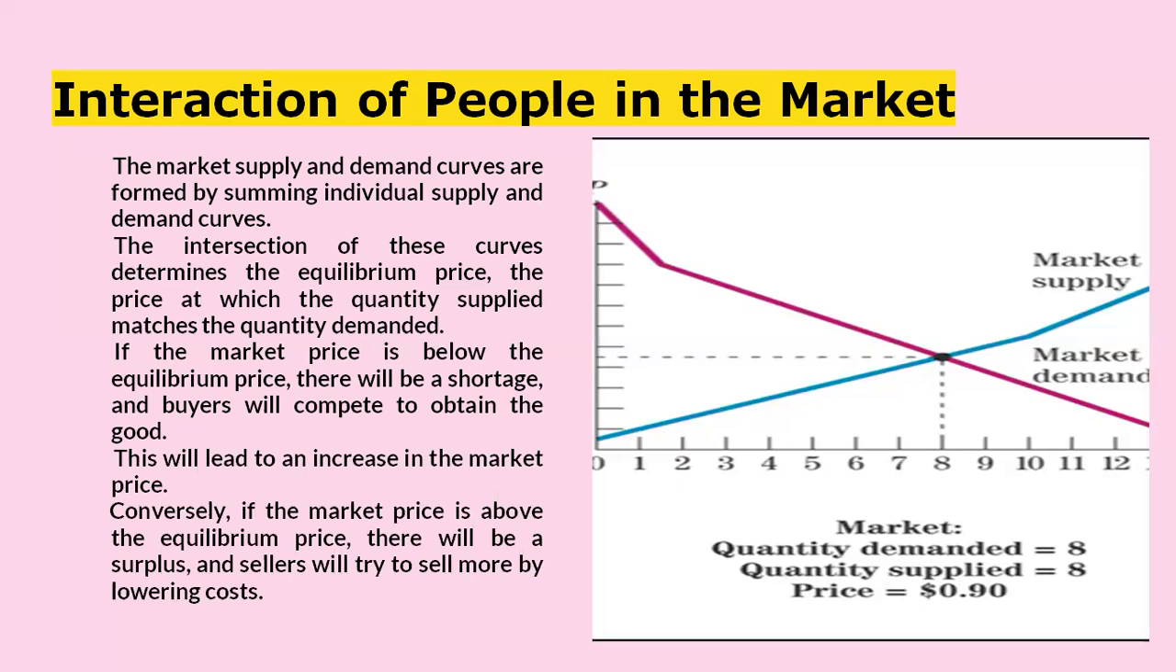Conversely, if the market price is above the equilibrium price, there will be a surplus and sellers will try to sell more by lowering costs. This will lead to a decrease in the market price.